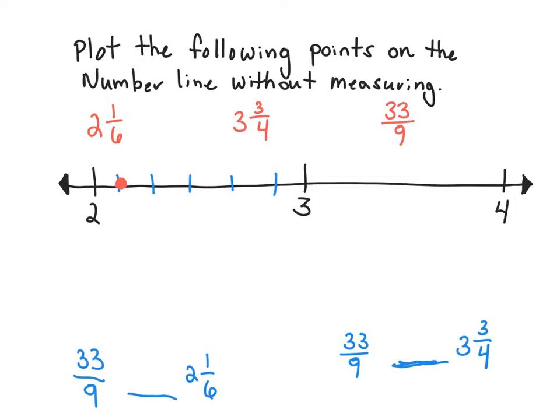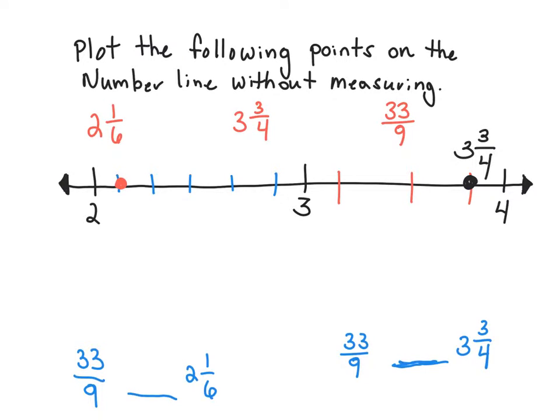Now what about 3 and 3/4? Well, we know 3 and 3/4 is going to land between 3 and 4 because it's after the whole of 3 and we have 3/4. So let's cut this into fourths. 1, 2, 3, and the 4 would be 4/4. So where would that live? Well, that would live right here. So this is 3 and 3/4.